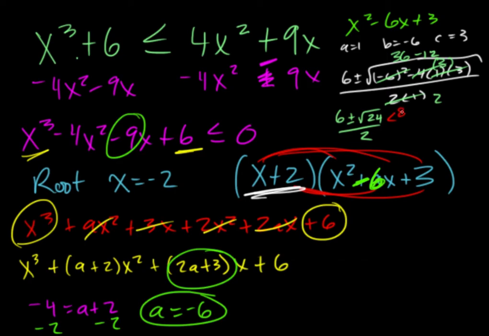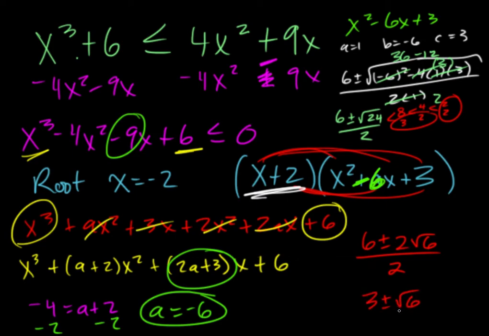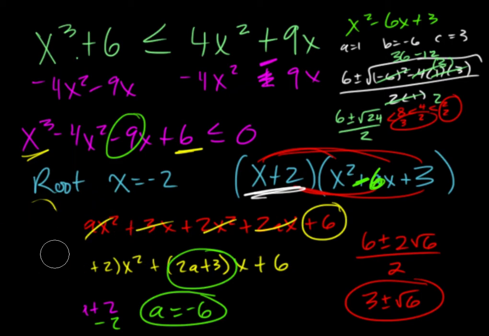24 is going to break up into 8 and 3, 4 and 2, 2 and 2. So those 2's can come out. So we get 6 plus or minus 2 square root of 3 times 2, which is 6, over 2. 6 and 2 are divisible by 2, so we get 3 plus or minus the square root of 6. Alright, we found our roots. We don't need the rest of the work. We're actually not finished though.